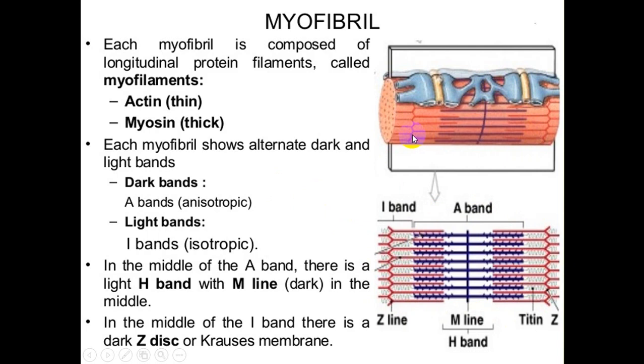Now, the arrangement of myosin and actin proteins is responsible for the formation of dark and light bands. The myosin protein, shown in purple, is responsible for the appearance of dark bands, which are known as anisotropic bands, and the part where only actin protein is lying is known as the I band. It is also called the isotropic band.